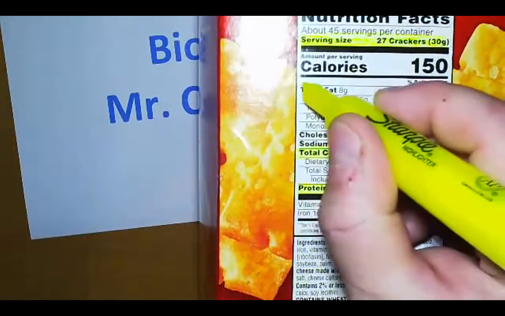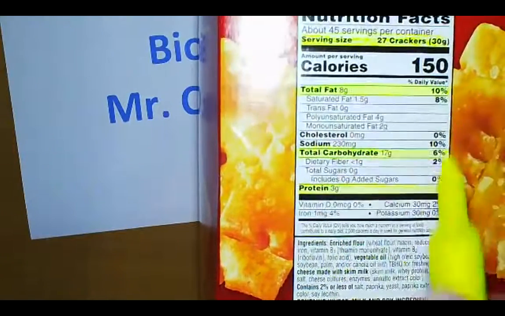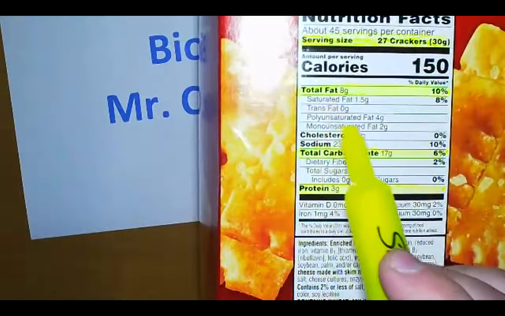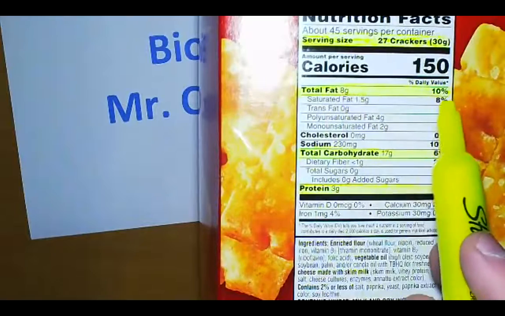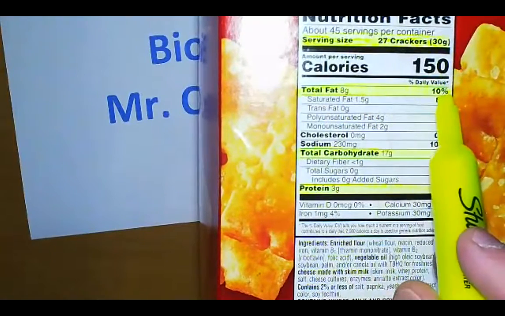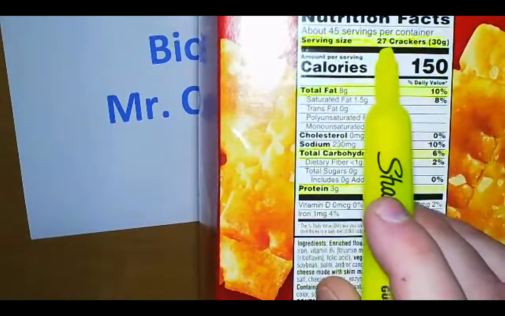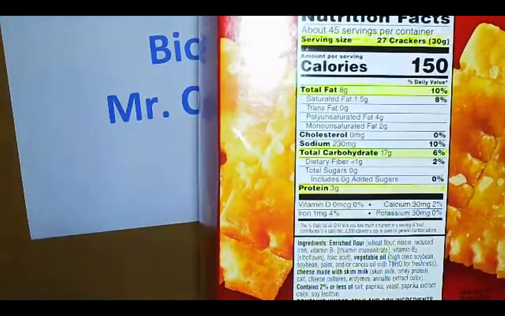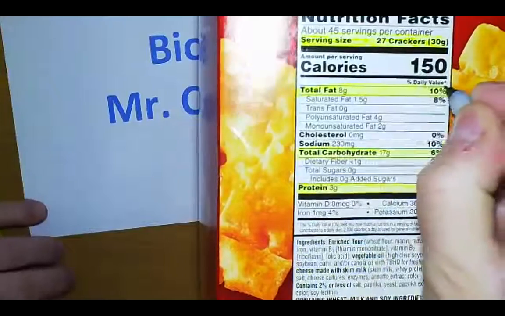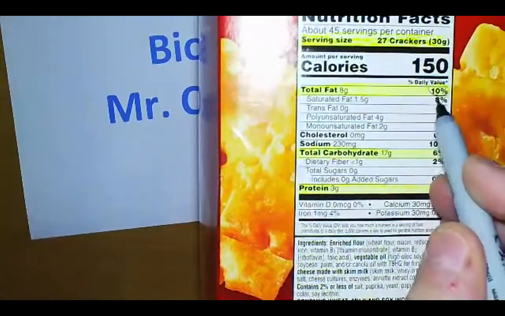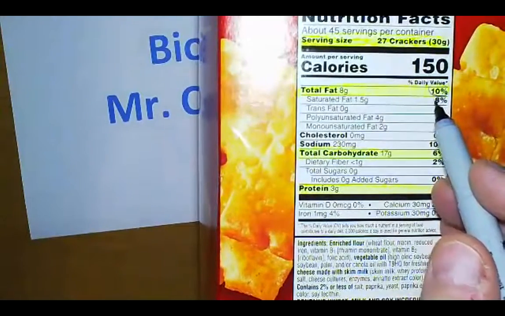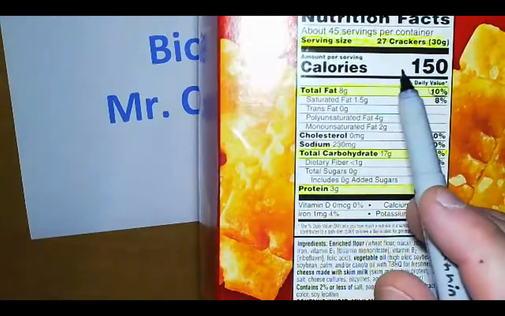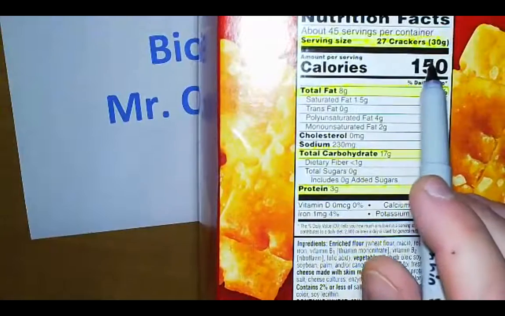Okay, and then fat. Go to total fat. Don't worry about saturated, trans, all the different kinds of fats. Those are just all the subtypes of fats. You just want total fat. There's 8 grams in every 27 crackers. That's 10%. So that means if you eat 270 crackers, which means you times this by 10, that would also mean that you would times this by 10, right? 10 times 10 is 100. So 270 Cheez-Its is 100% of your daily fat. You should eat no more fat the rest of the day.